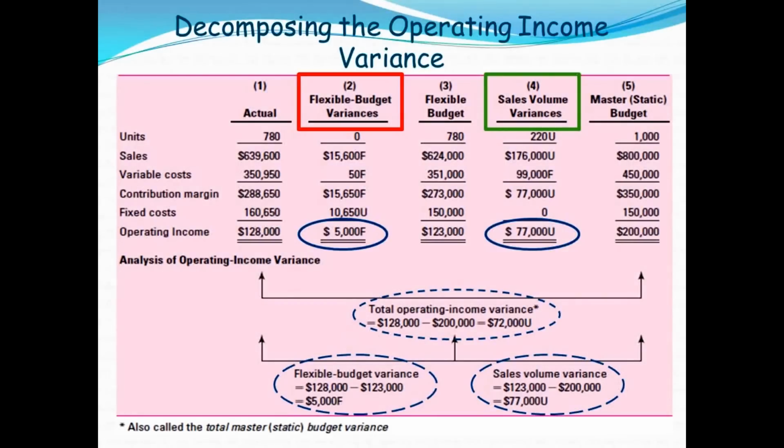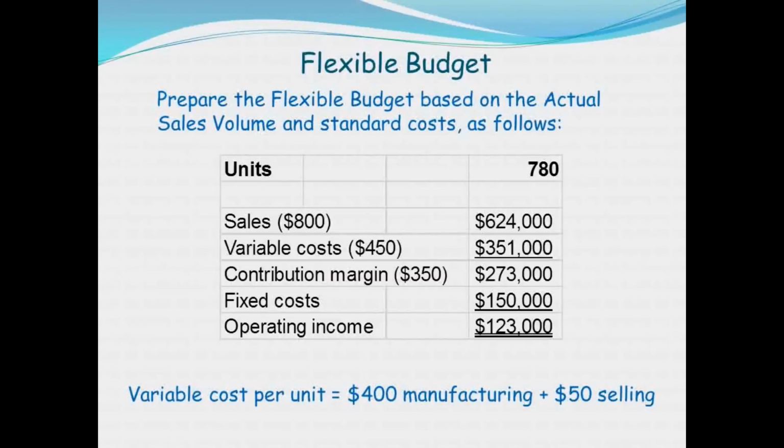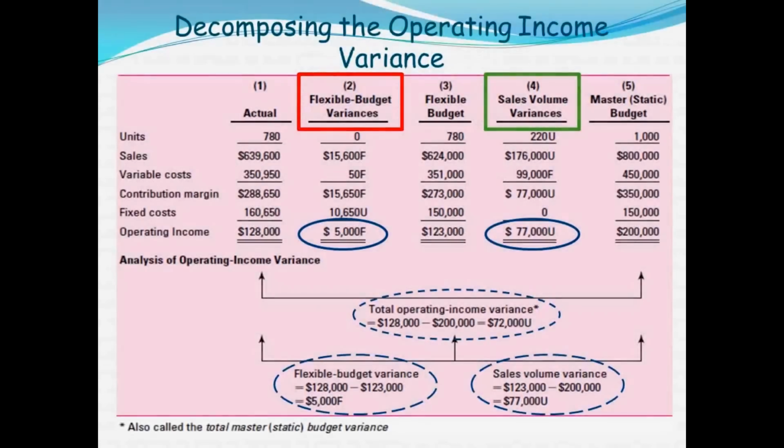We need to do that flexible budget to get to these numbers. And the flexible budget is relatively straightforward, right? That's just in actual units and multiply by your standard costs in each of the categories. Why is the sales volume, which was 77, unfavorable? Because you earned 77,000 less dollars than you wanted to. It costs the volume. So it's unfavorable.